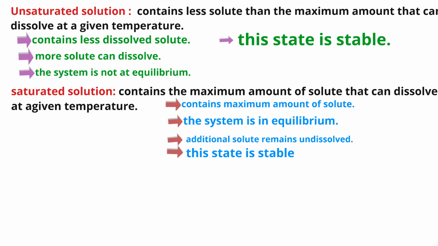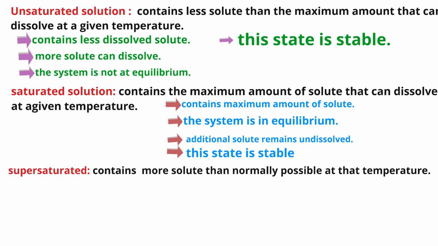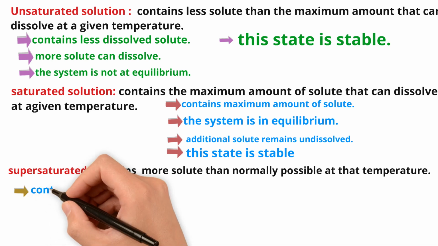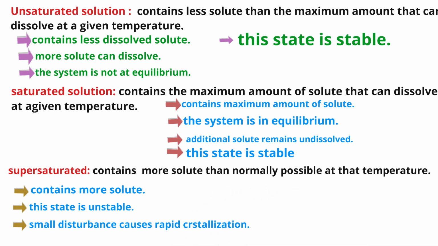The third type of solution is supersaturated solution. Opposite to unsaturated solution, it contains more solute than is normally possible at that temperature. Its properties: it contains more solute, the state is unstable, and a small disturbance causes rapid crystallization. These are the properties of supersaturated solution.